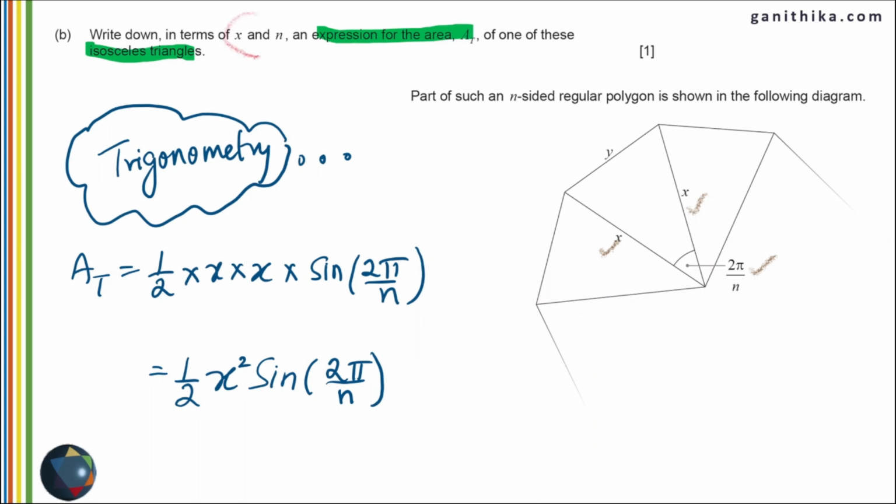And notice that we were supposed to give the expression in terms of x and n only, and we can check that it is in terms of x and n. Therefore, the question is okay here, and it's just for 1 mark. So far, the 4 marks of the question are very easy to acquire.